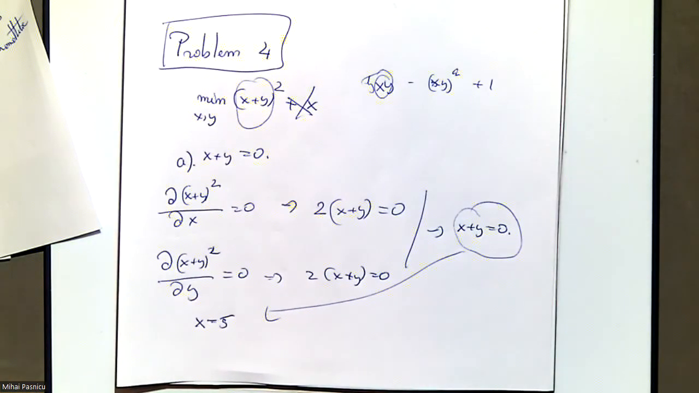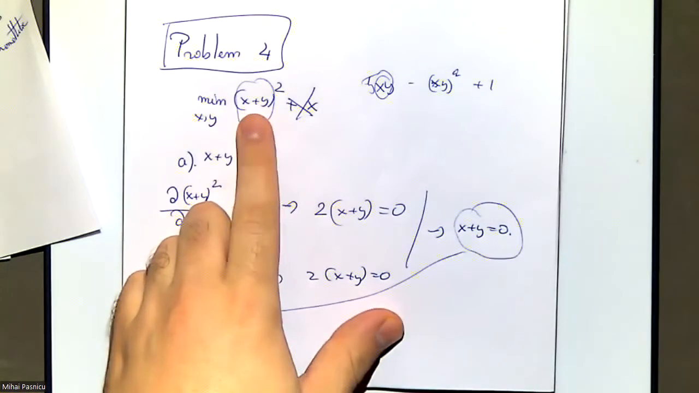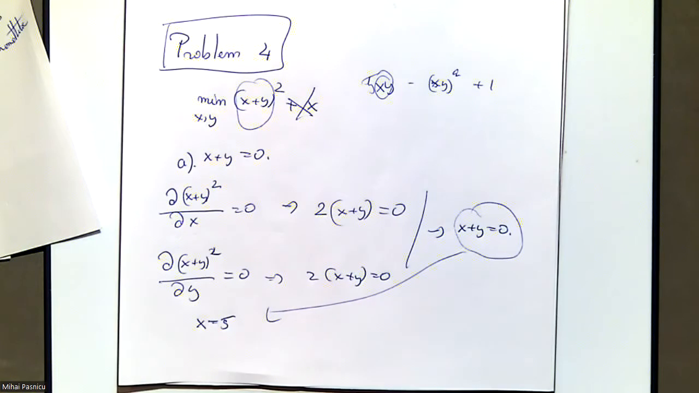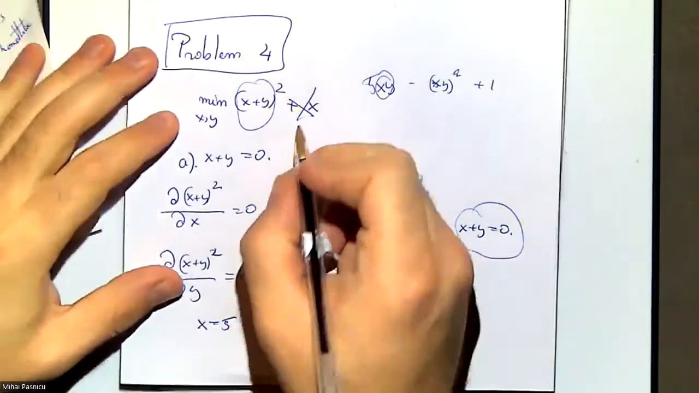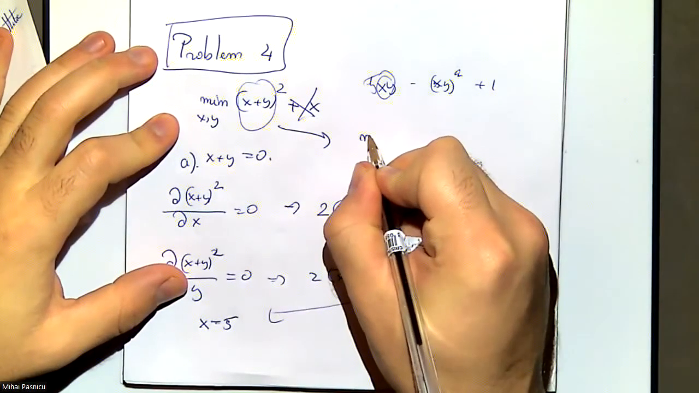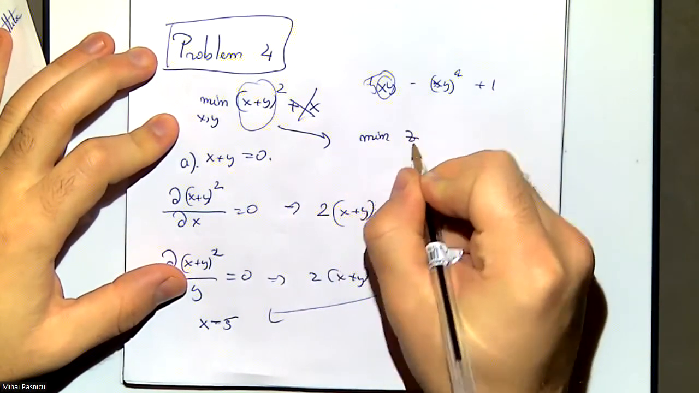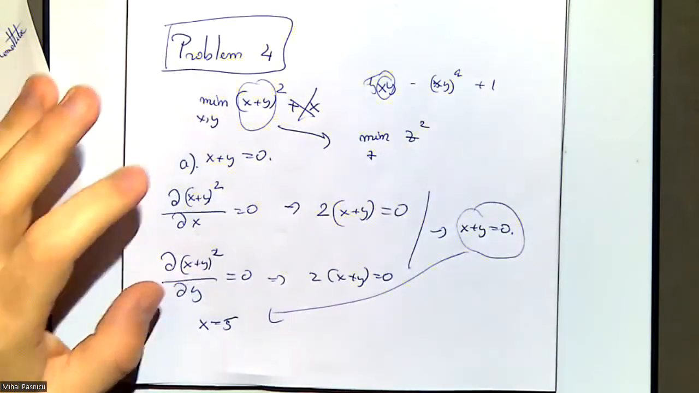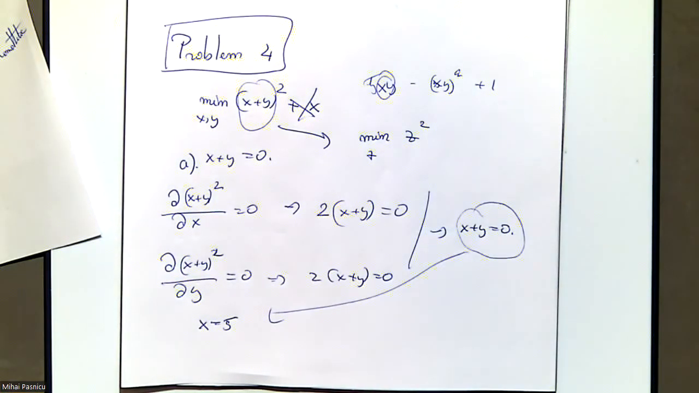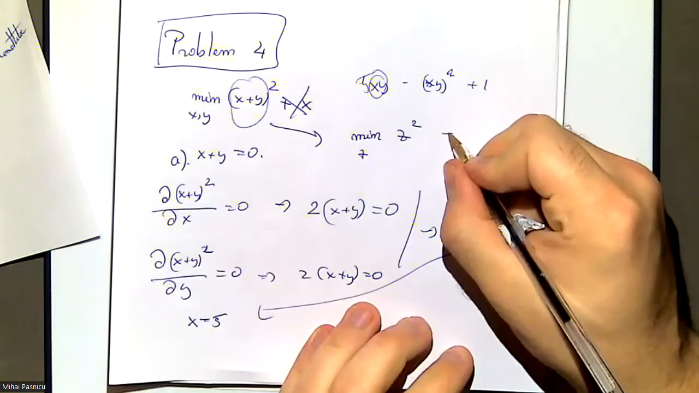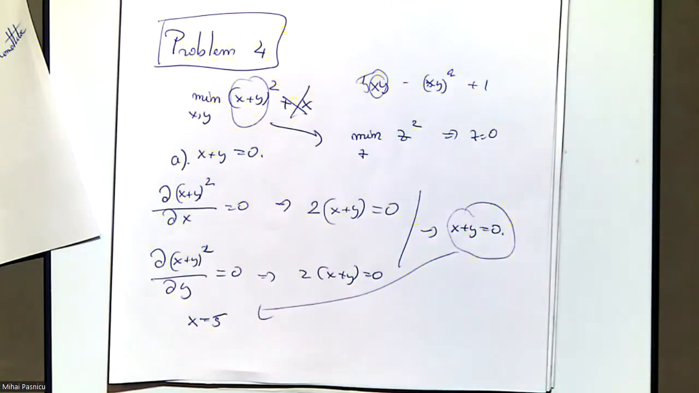So again, the logic is that you're minimizing over their sum. The only important thing you're interested in is their sum. The values, I can just write minimize over z squared. You see what I mean? This would give me the result z is equal to 0. It's the same as for x and y. It doesn't matter.